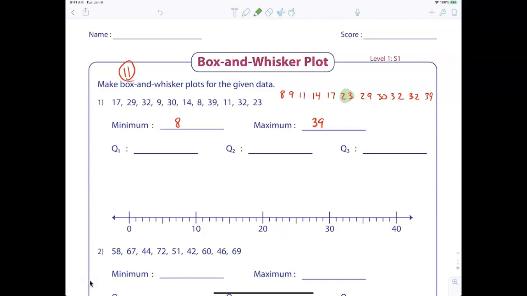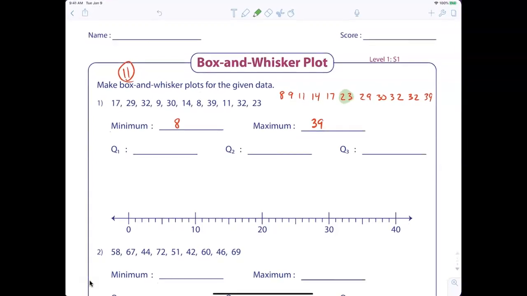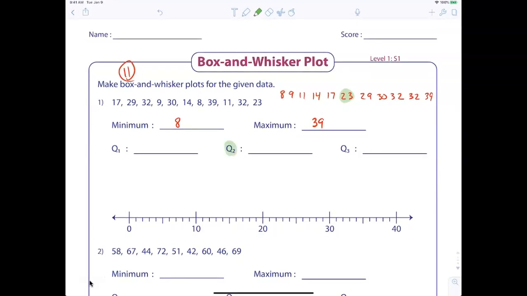All right. Now, what I want everybody to do is I want everybody to underline Q2. All right. Another name for Q2 is the median. All right. That is the median. Q2 is the median. All right. So we said that number was what? 23, right? Now, what I need you to listen to now is I'm going to highlight these for you.